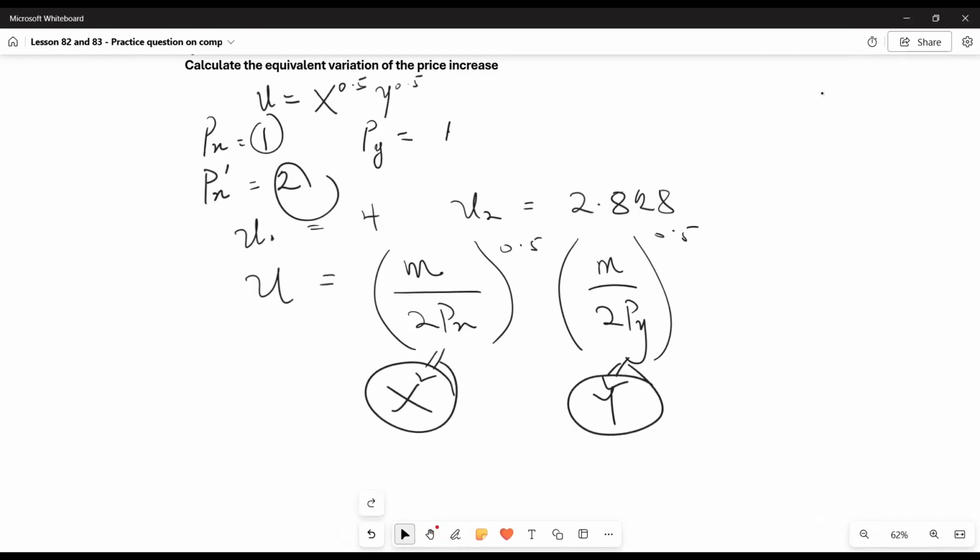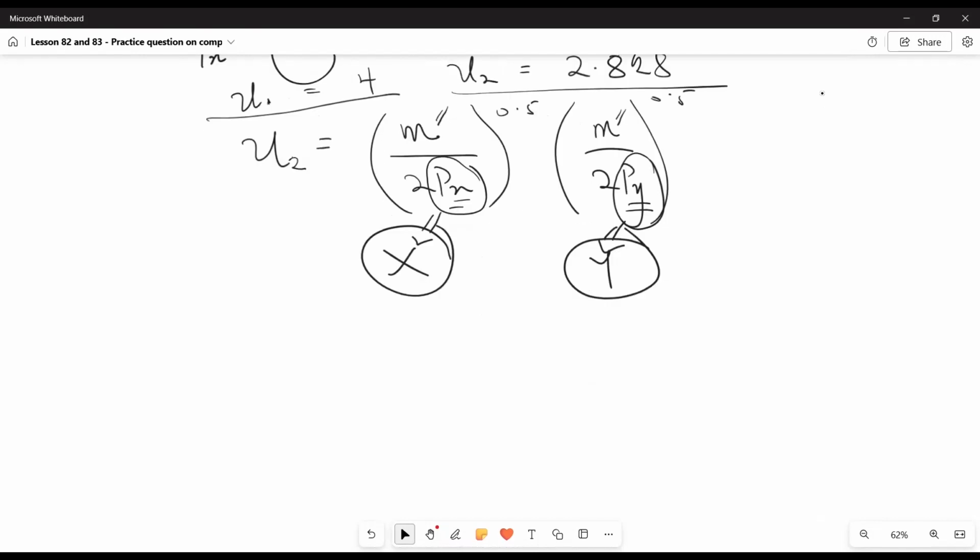Our aim here is to keep Peter on the initial level of prices for both good Y and good X. But to do this, Peter is willing to sacrifice some level of utility, and so Peter is willing to move from U1 equal to 4 to U2 equal to 2.828. To calculate equivalent variation, we want to keep Peter on U2 but with the initial level of prices. So what is the income that Peter will have to give up to achieve this? We are going to represent the new income that Peter needs as M double prime.